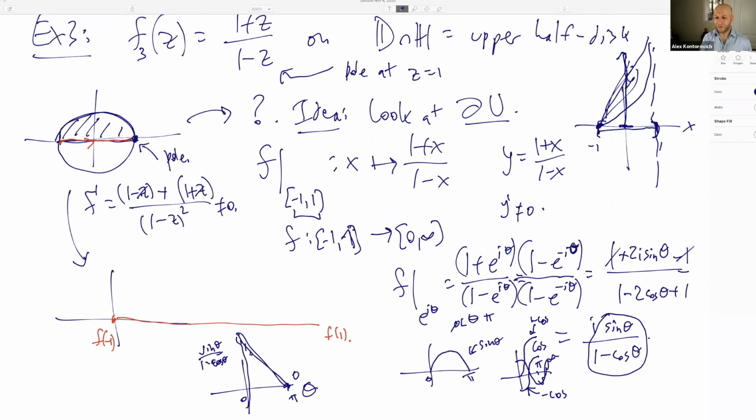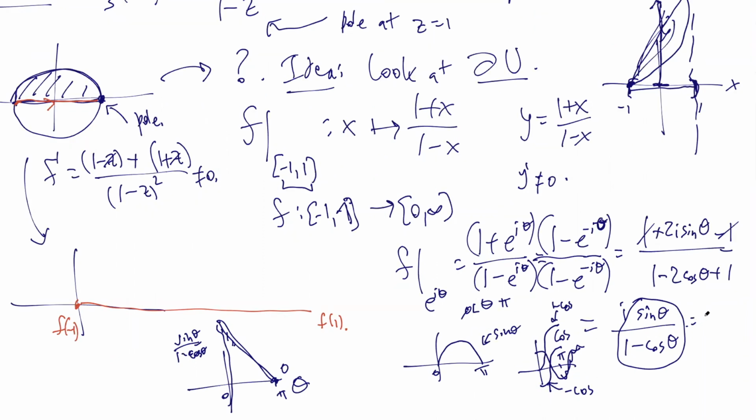Sine theta over 1 minus cosine theta. What are you saying? It's cosine of theta... cotangent of theta over 2? Cotangent. That seems right.